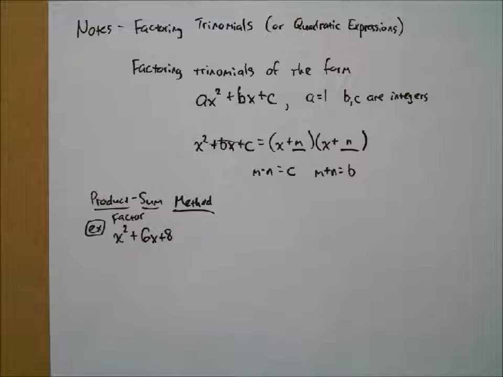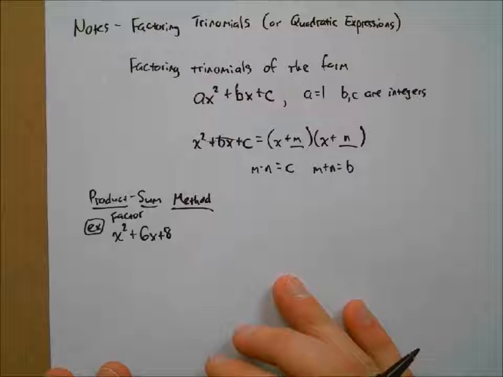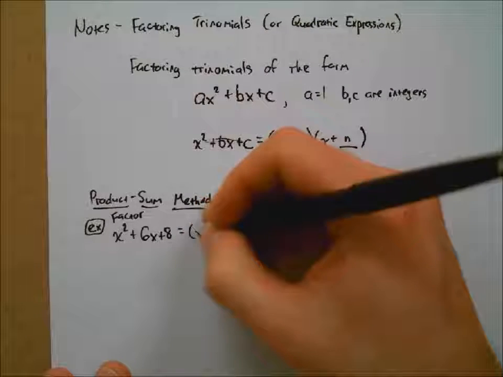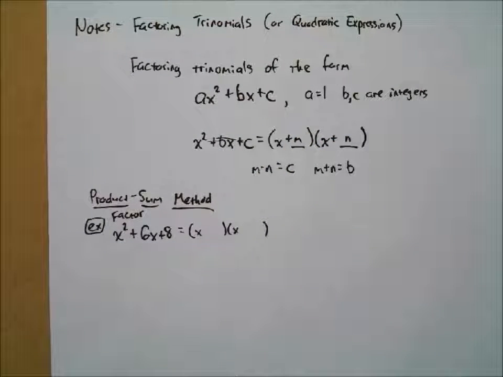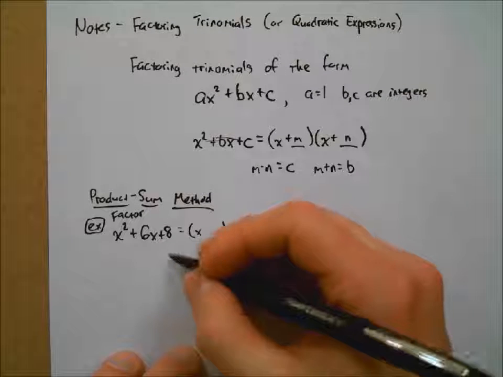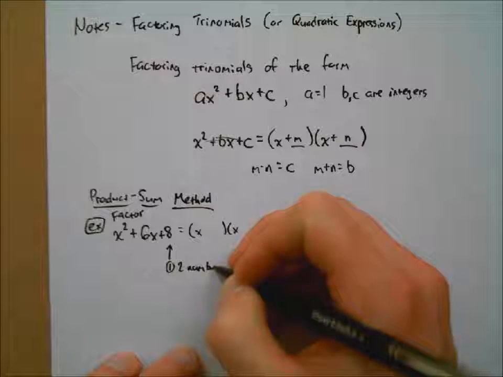So we're going to try now this product sum method, right? So we need two numbers that multiply to give us 8.